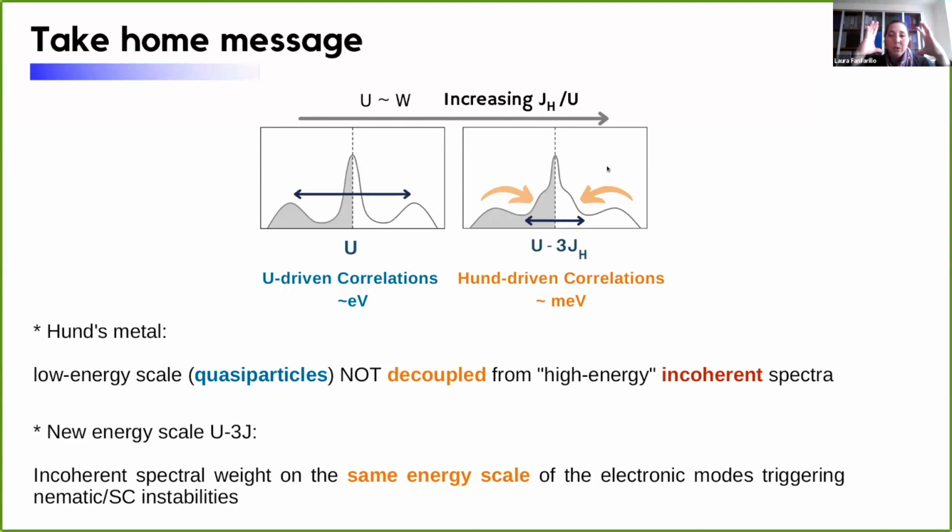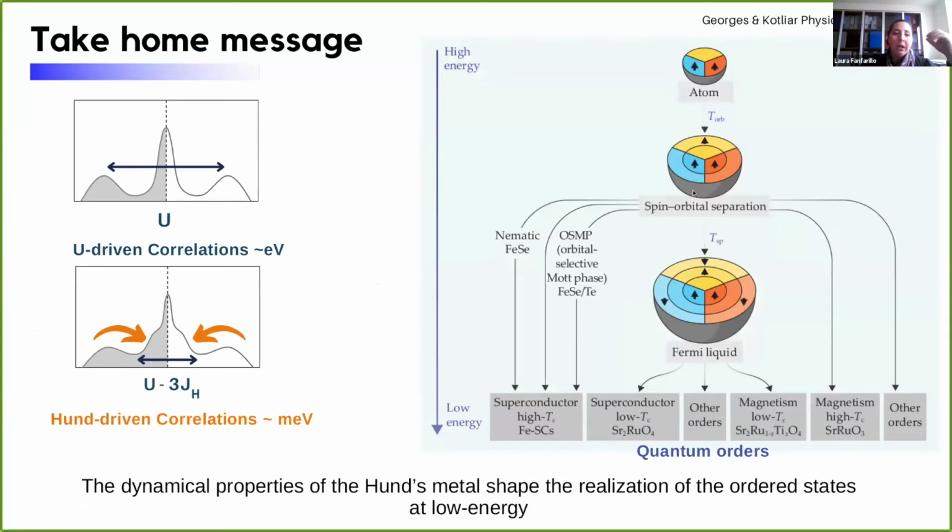Everything is concentrated in a small energy window that is on the same energy scale of the electronic modes that can trigger nematicity, superconductivity, and other instabilities in quantum systems. And so for this reason, the interplay of the Hund's physics and this low energy mode is non-trivial and has to be accounted for, including in particular the dynamic effect of the correlated Hund's metal physics.